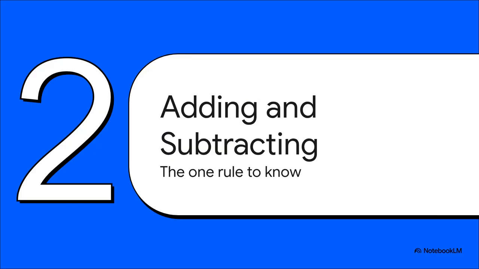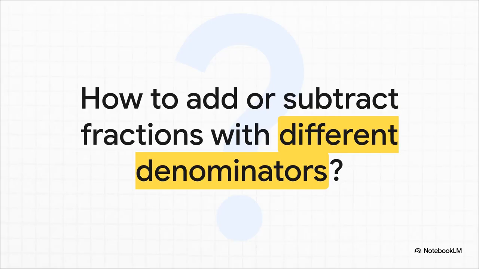Okay, now that we're all on the same page, let's get into adding and subtracting. And honestly, there's one big rule here that, once you get it, makes everything else just click into place. So this is the big question, isn't it? You can't just add 1/2 and 1/4 because the pieces are totally different sizes. It's like adding apples and oranges. So what's the secret to making them play nicely together?